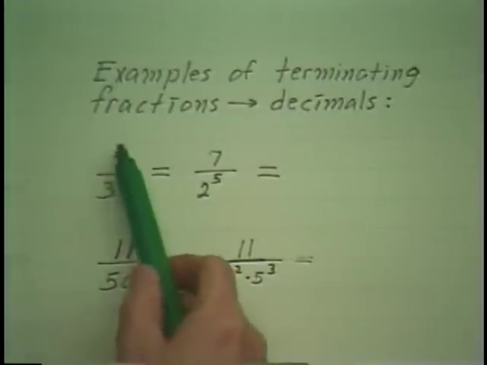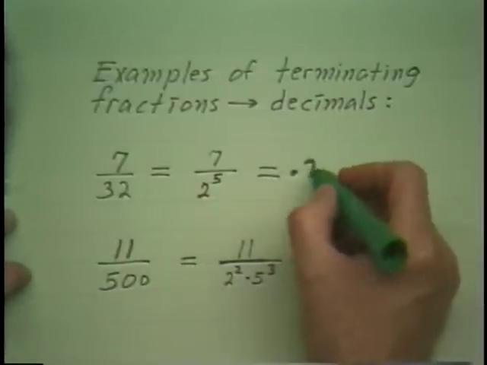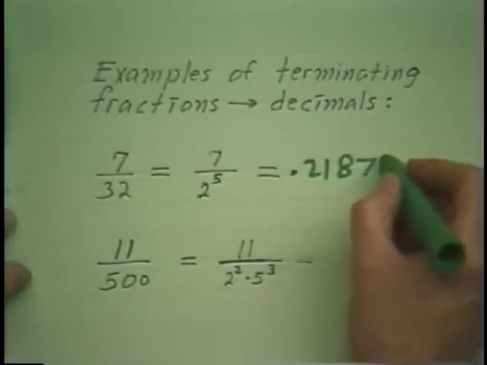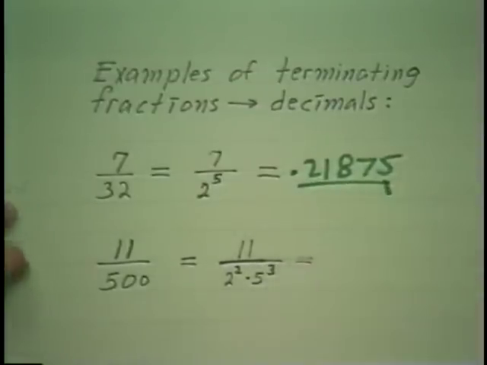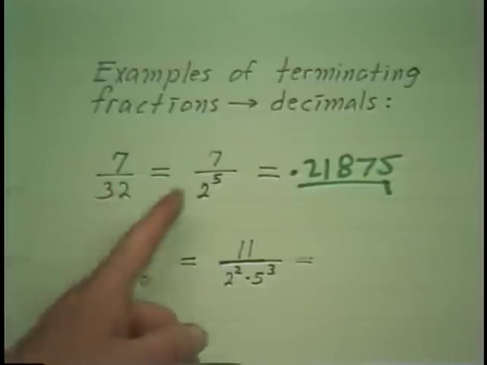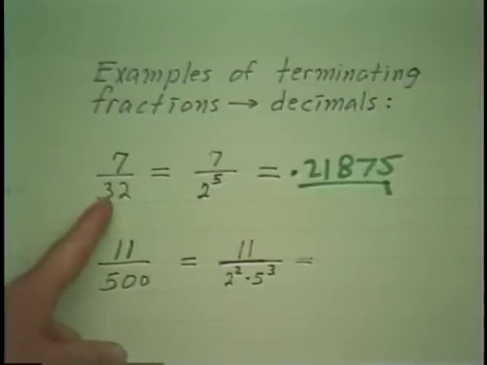If you divided 7 by 32, it would come out to be 0.21875. It goes out quite a ways, but at this point it quits. It terminates. And notice that its denominator prime factors into 2 to the 5th, which means 2 is the only prime number that divides 32.